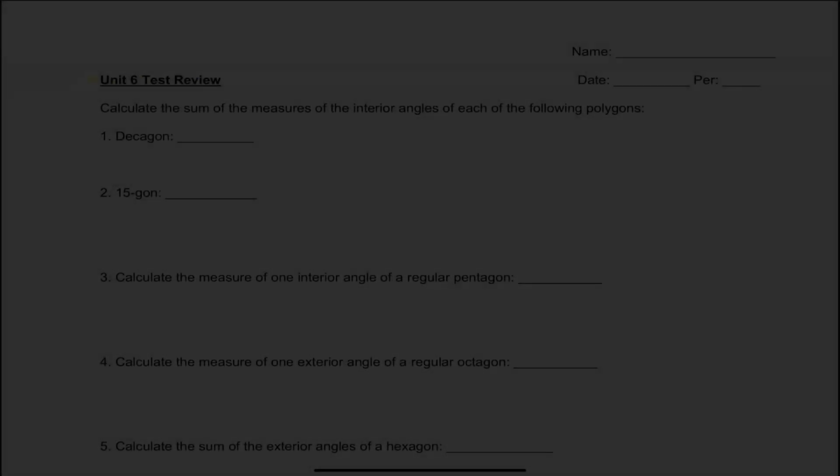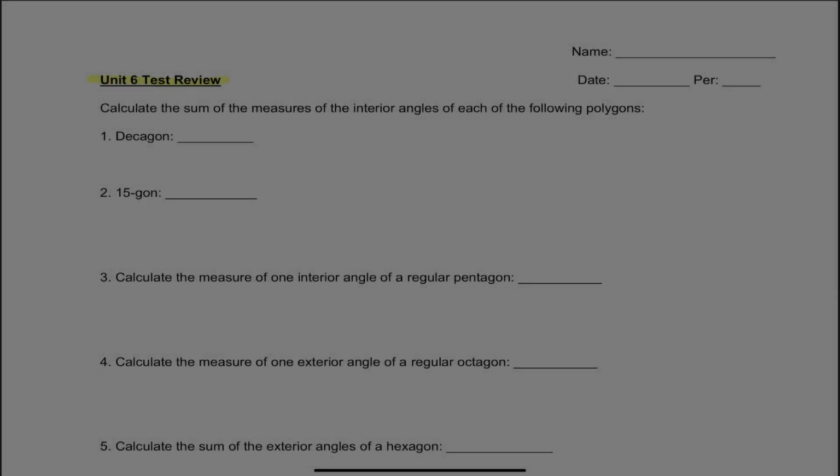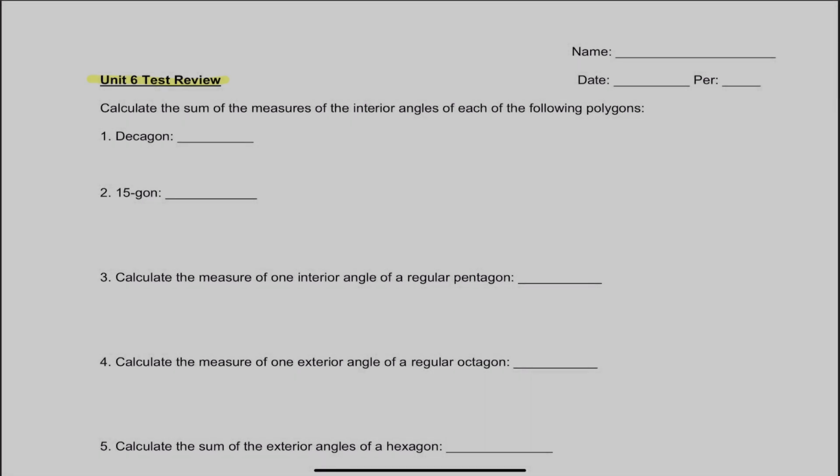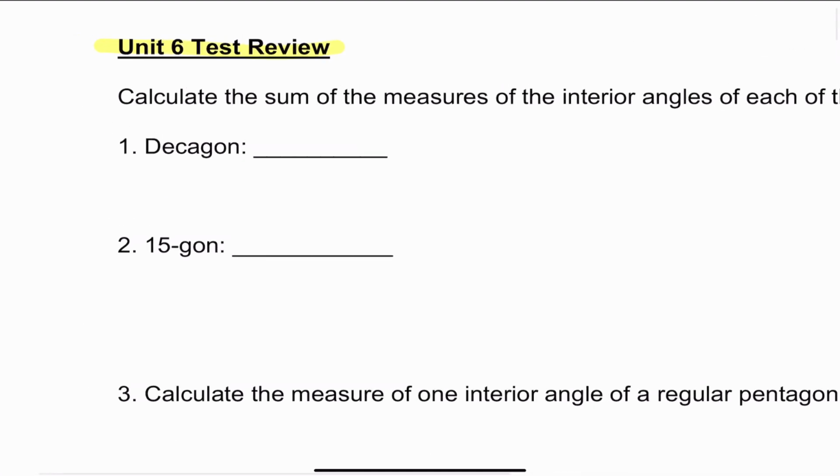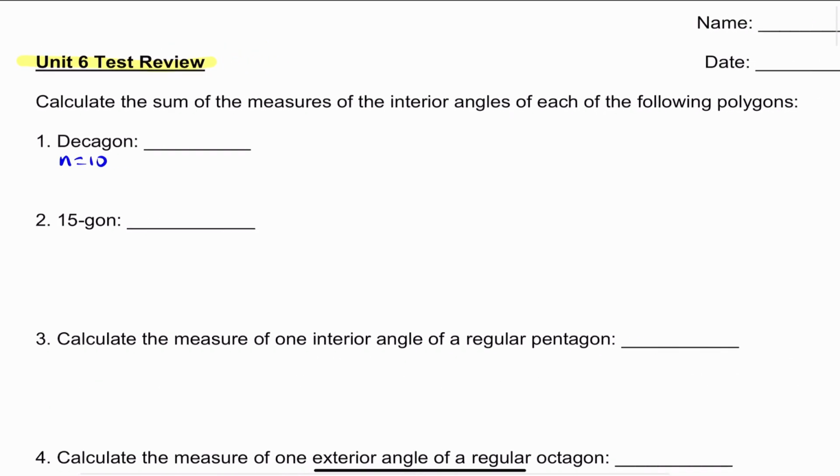Alright, so let's go ahead and talk about the test review together. Unit 6 test review. So, number 1, calculate the sum of the measures of the interior angles of each of the following polygons. So I have a decagon, which, if we recall, a decagon has n equals 10 number of sides. Okay? So, it's asking me to calculate the sum of the measures of the interior angles.